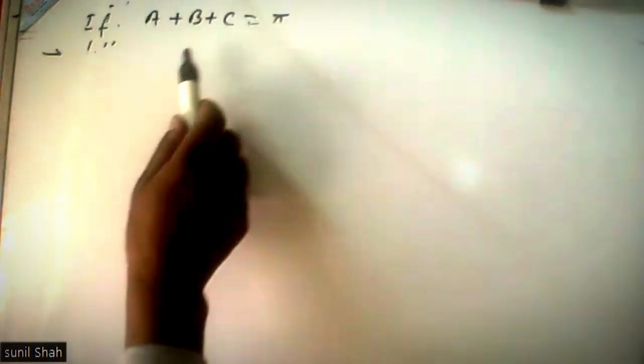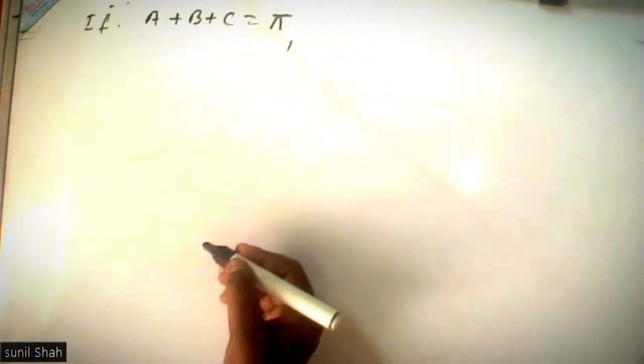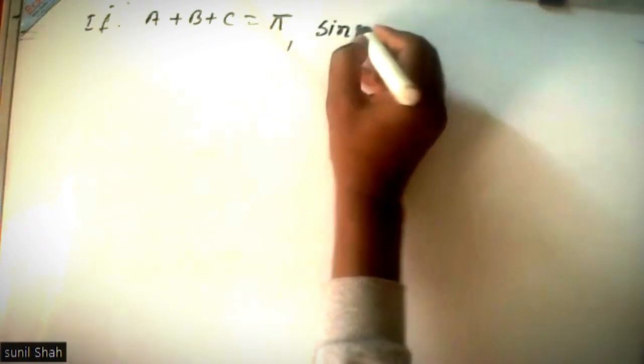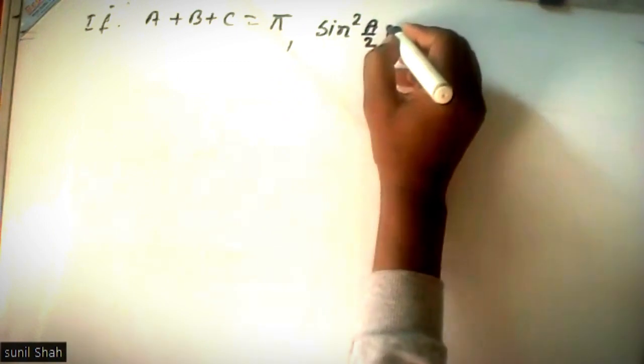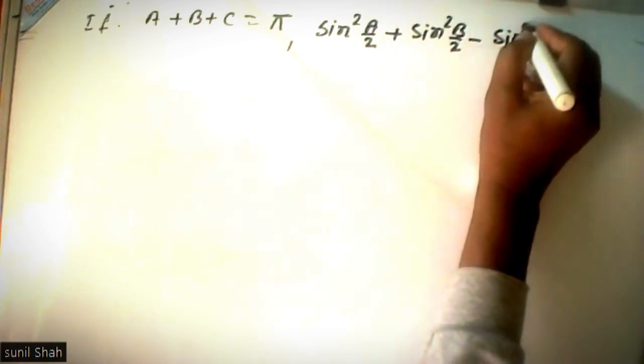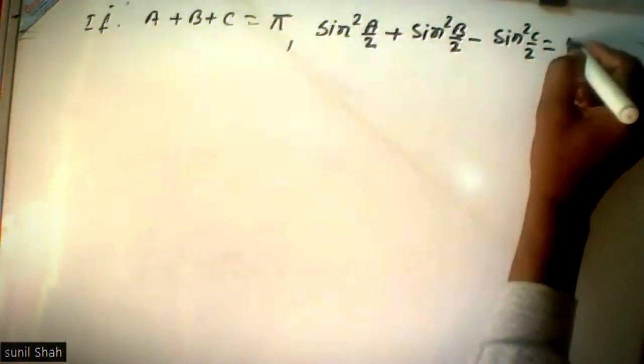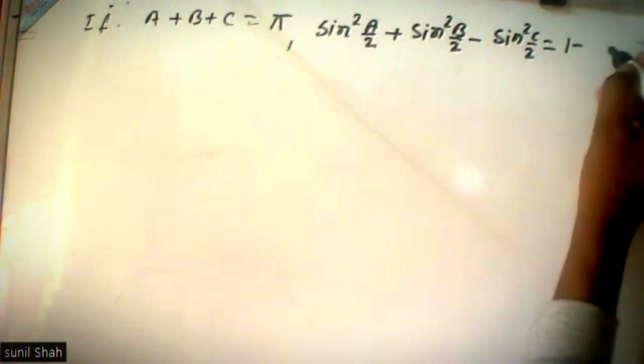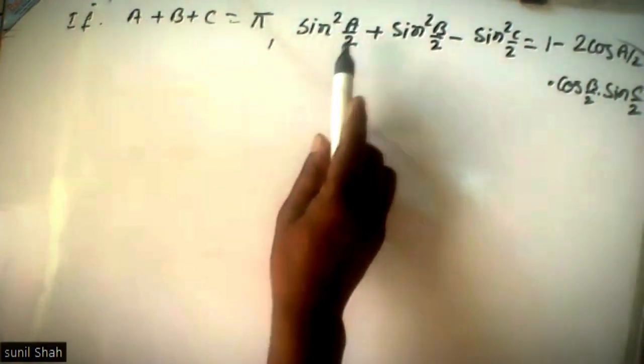Prove that if a plus b plus c is equal to pi, then prove that sin square a by 2 plus sin square b by 2 minus sin square c by 2 is equal to 1 minus 2 cos a by 2 into cos b by 2 into sin c by 2. This is the question.